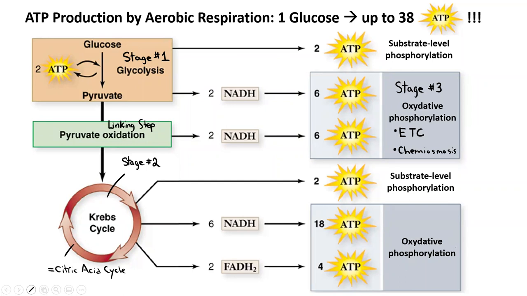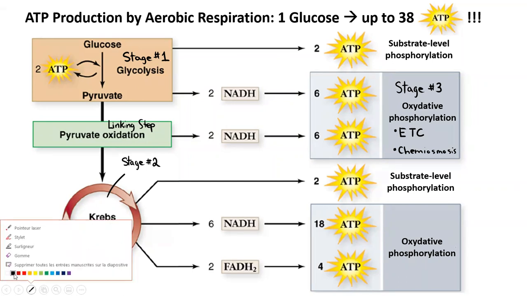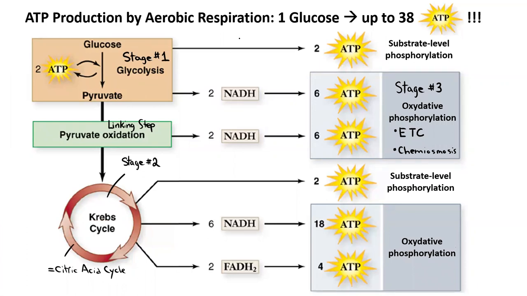So on this image, what we're looking at is the total amount of ATP that can be made by the process of aerobic respiration, starting with one glucose. So as you can see, we can make up to 38 ATPs, okay? And just in general, you can see that the glycolysis pathway makes some ATP, right? 2 ATPs. Here, it also allows us to reduce some electron carriers to NADH, which can later on be used to make ATP in stage 3.